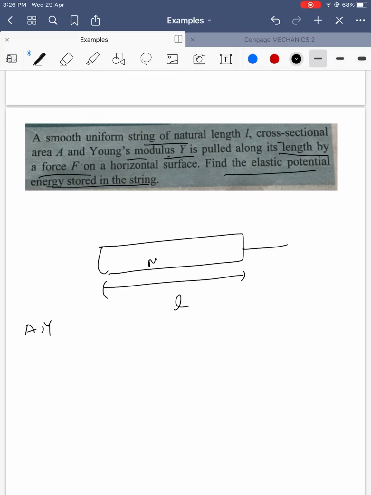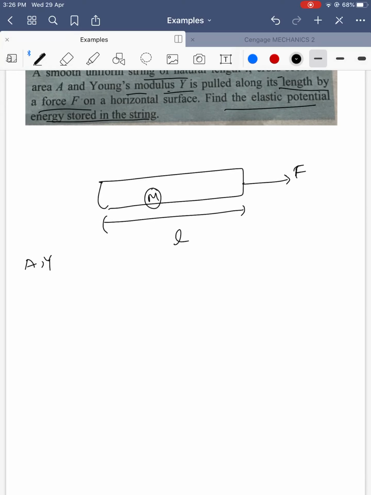Uniform string means it has a mass. When force F is acting, consider a small section dx. We derived this one previously, but see this part. How much is the force acting in this section? Tension T acts in the other direction, a reactive force T. From the end to here, let's assume the distance as x.